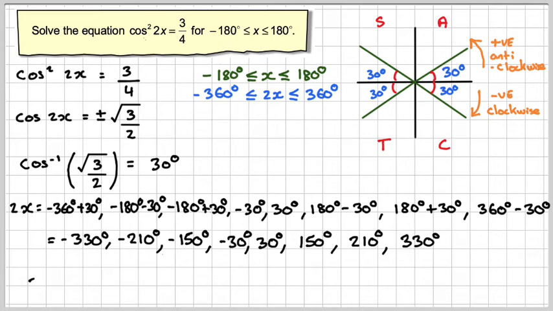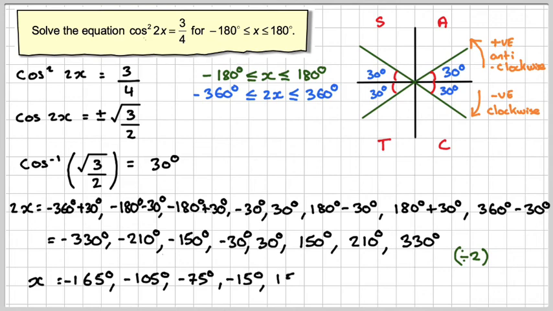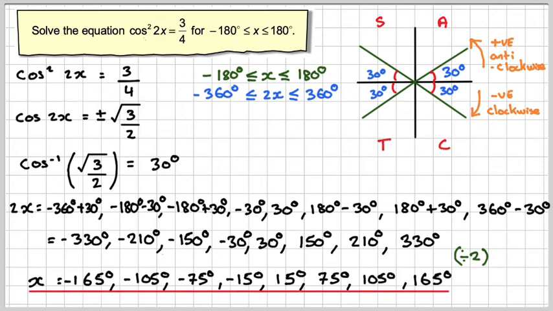Then finally, to find x, we will divide all these angles by 2, sorry. So we deal with the 2x right at the very end. So that's going to give me minus 165 degrees, minus 105 degrees, minus 75 degrees, minus 15 degrees, 15 degrees, 75 degrees, 105 degrees, and 165 degrees. So notice all these final solutions come within the boundary of the question.